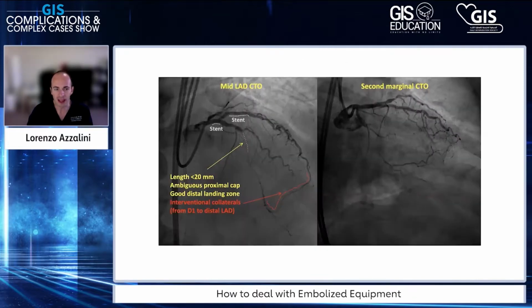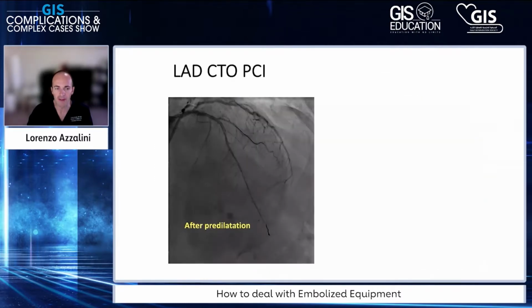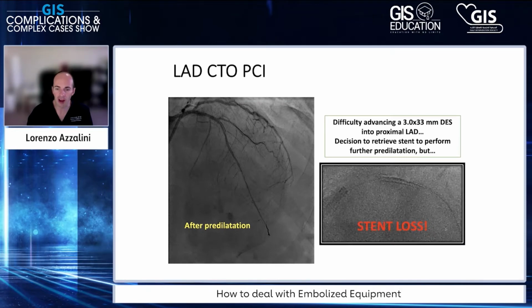So this is a case of a mid-LAD CTO that was crossed antegradely with no issue. The vessel was prepped, but at some point, the operator felt difficulty advancing a 3.0/33 stent into the proximal LAD. The decision was made to retrieve the stent to further predilate the vessel, but unfortunately, the stent was lost. You can see the balloon is inside the guide catheter, and the stent is severely deformed because you can see a higher metal density here than here.